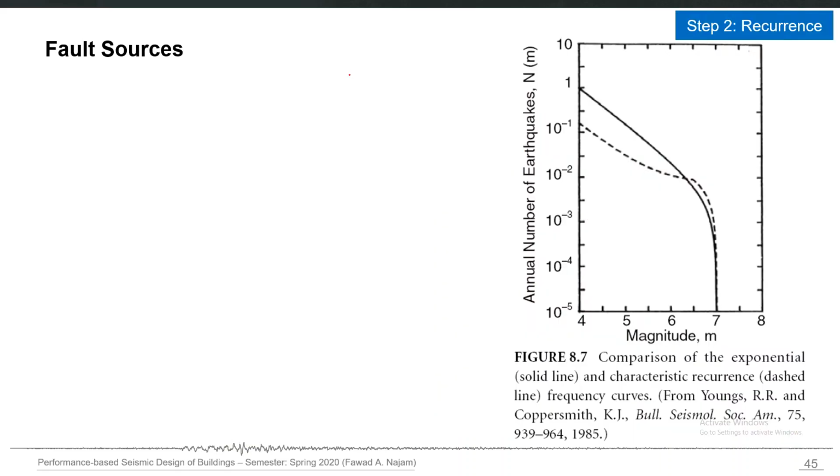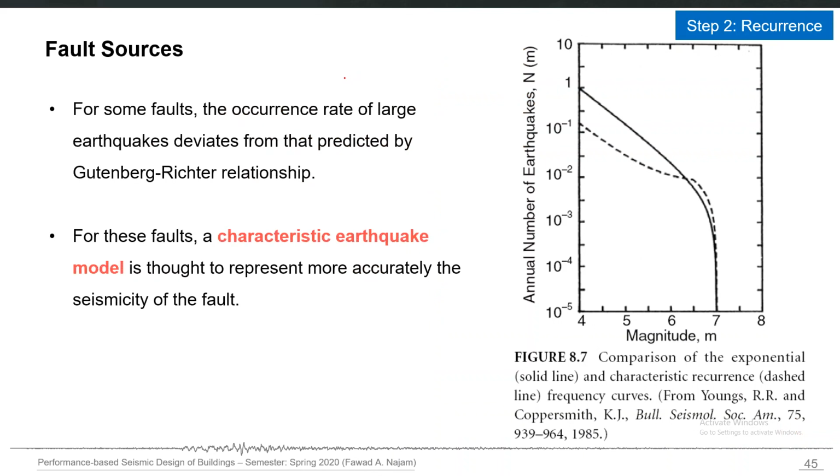So you have to perform this for all of the area sources as well as the fault sources. Some faults have an occurrence rate which may not follow the Gutenberg-Richter relationship. For some faults, the occurrence rate of large earthquakes deviates from what is predicted by the Gutenberg-Richter relationship. For these faults, you have another magnitude recurrence model, and that is the characteristic earthquake model. It can accurately represent the seismicity of that particular fault.